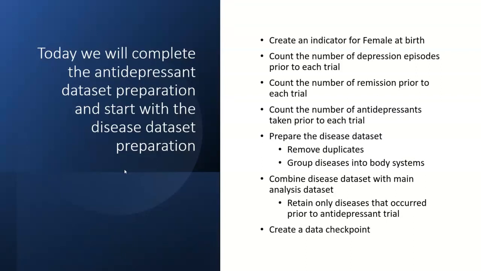So every time that we meet, I go back to the reference research and look at what data points we need to generate in order for us to replicate their findings. So we needed an indicator for female at birth. Okay. So they just assume that if you're not female at birth, then you might be male, or you chose not to disclose. Okay. And then we need to count the numbers of depression episodes, remissions, and antidepressants taken prior to each trial.